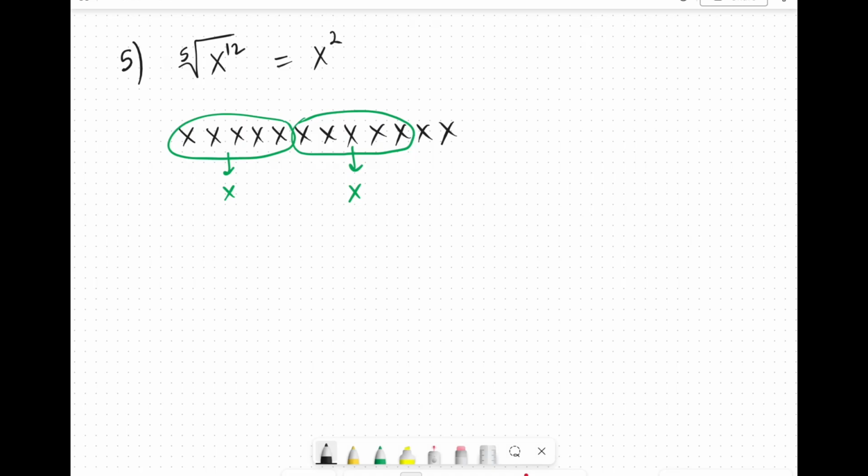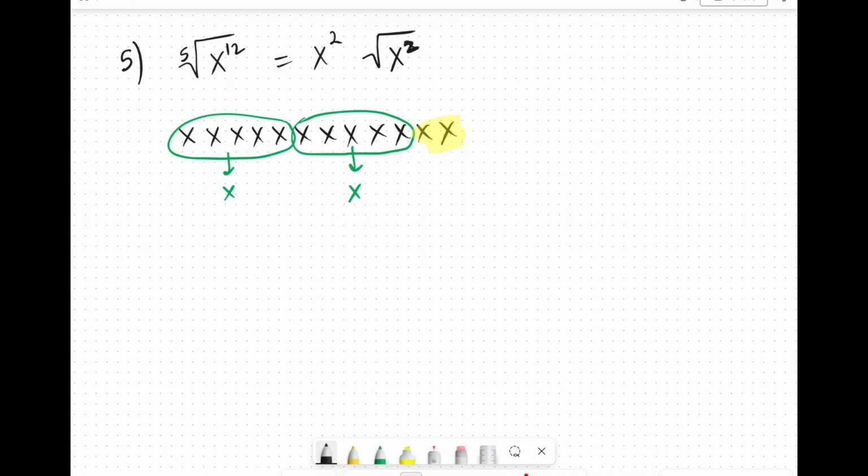The remaining x's that did not get circled, which are these 2 x's here, will have to go back under the root. And you will also multiply them together. So it's also x to the power of 2 because you have 2 uncircled x's. They will go back under the root.